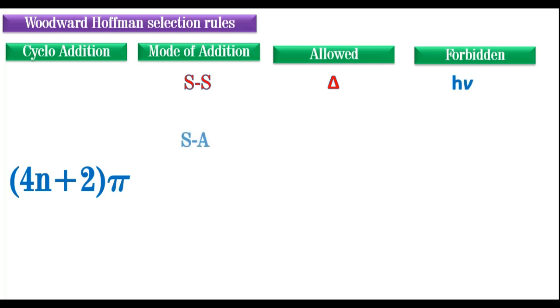You can see, friends, supra supra is thermally allowed. Antra antra is thermally allowed. The Diels-Alder reaction is a thermal reaction. That's why supra supra mode of addition always takes place under thermal condition. The remaining are photochemical condition reactions; these are hypothetical. So supra supra is thermally allowed, and automatically antra antra is also thermally allowed. Friends, this is about the FMO theory of the Diels-Alder reaction. Thank you.